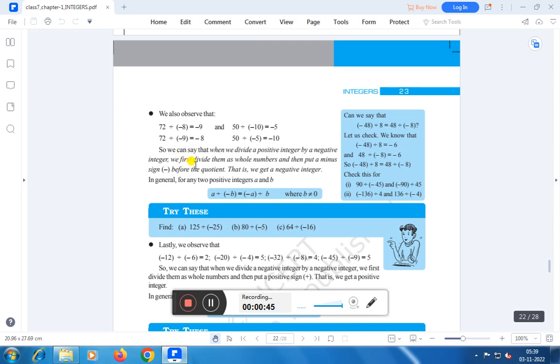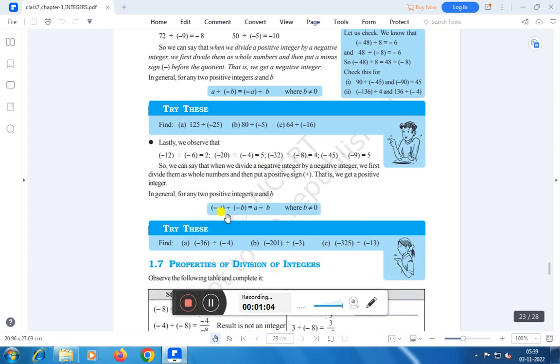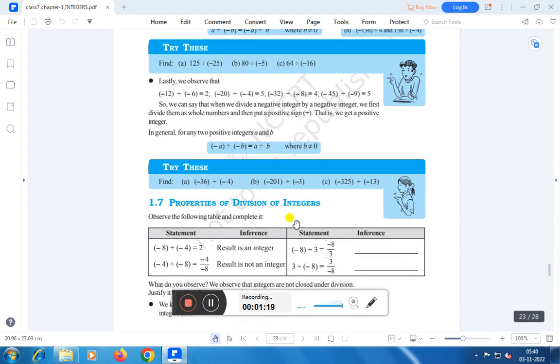In the same way, when we divide a positive integer by a negative integer, we first divide them as whole numbers and put a minus sign before the quotient. That is, a divided by minus b is equal to minus a divided by b. And also, minus a divided by minus b is equal to a divided by b. In general, for any two positive integers a and b, minus a divided by minus b is equal to a divided by b, where b is not equal to 0.